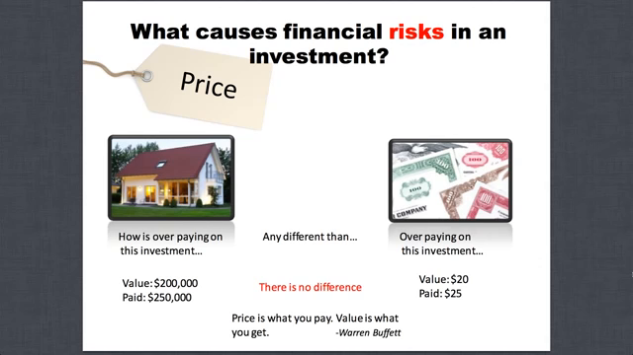So when we look at how this investor overpaid for this house, and he paid $250,000 for something that was worth $200,000, how is that any different than a person in the stock market buying a stock for $25 when it's only worth $20? And what I'll tell you is there's absolutely no difference. That ratio, $200,000 to $250,000, is exactly the same as paying $25 for something that's worth $20. And that's what Warren Buffett means, and that's our second risk. Price is what you pay, but value is what you get.